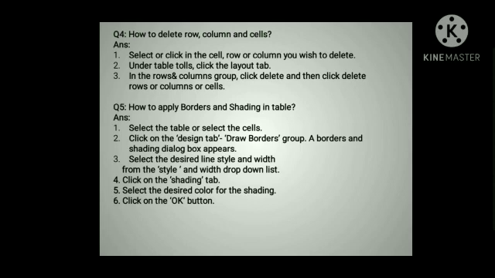Question number 5. How to apply borders and shading in table? Answer. First, click the table and select the cells. Second, click on the Design, Draw Borders group, and the Borders and Shading dialog box appears. Third, select the desired line style and width from the style and width drop down list. Fourth, click on the Shading tab. Fifth, select the desired color for the shading. Sixth, click on the OK button.